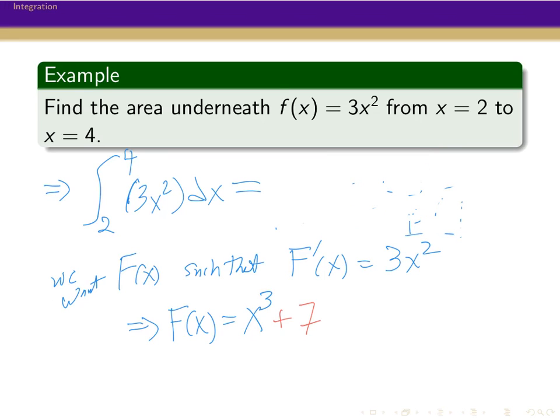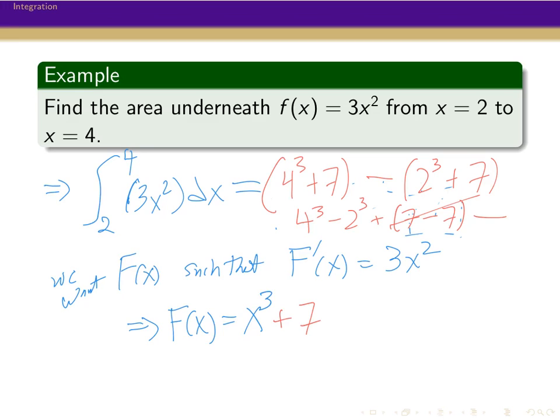What happens if I use x cubed plus 7 instead? Well, then this would turn into 4 cubed plus 7 minus 2 cubed plus 7. And so we'd still have the 4 cubed minus 2 cubed, and then we'd have a 7 minus 7. Those 7s would still cancel off, and we'd still end up with 56 being our answer. So adding something to the end of our big F doesn't really change anything.